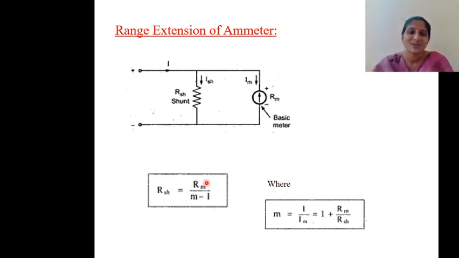RSH is equal to Rm divided by M minus 1. Rm is the meter resistance and M is the multiplying factor, which is equal to I divided by Im. I is the total current and Im is the meter current. So M is equal to I divided by Im. So this is about the range extension of an ammeter.